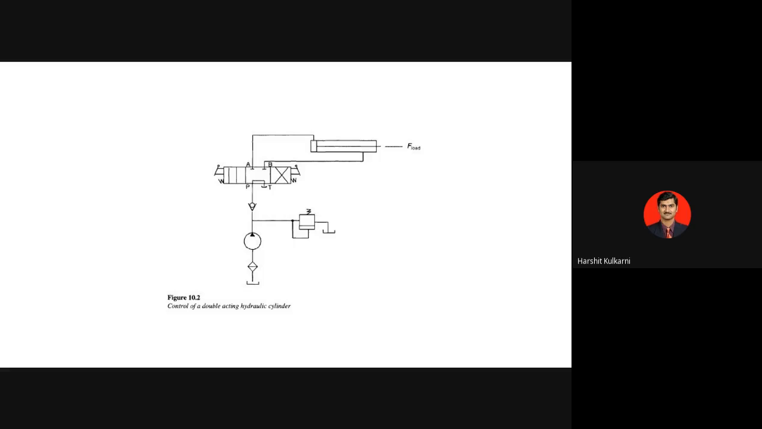Second envelope is your extension, and third is your retraction. So let me explain once again. You can explain it in your own words. However, the technicality should not be lost. Okay, so how will we explain?